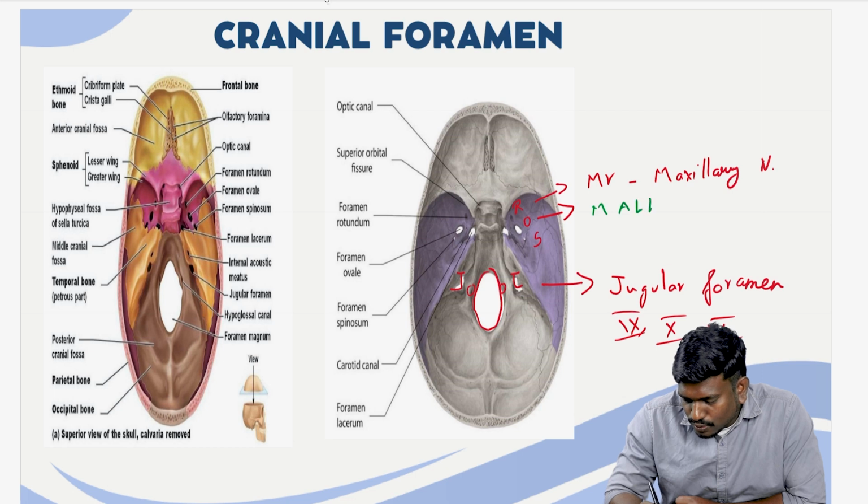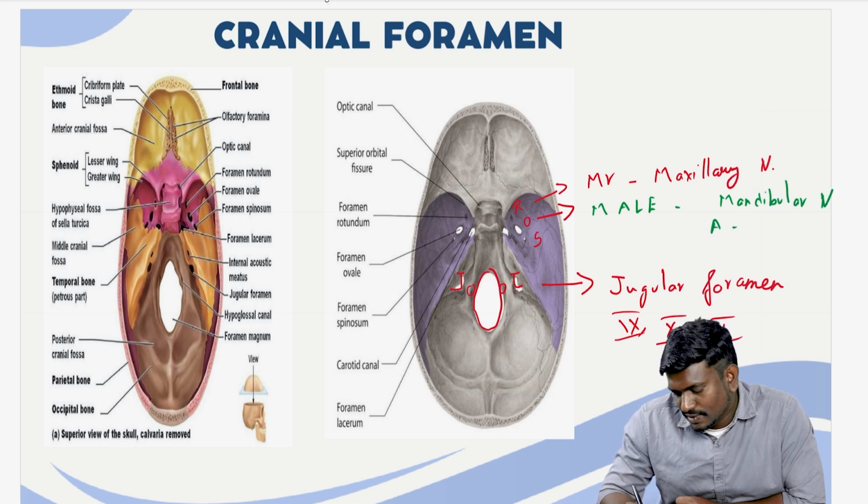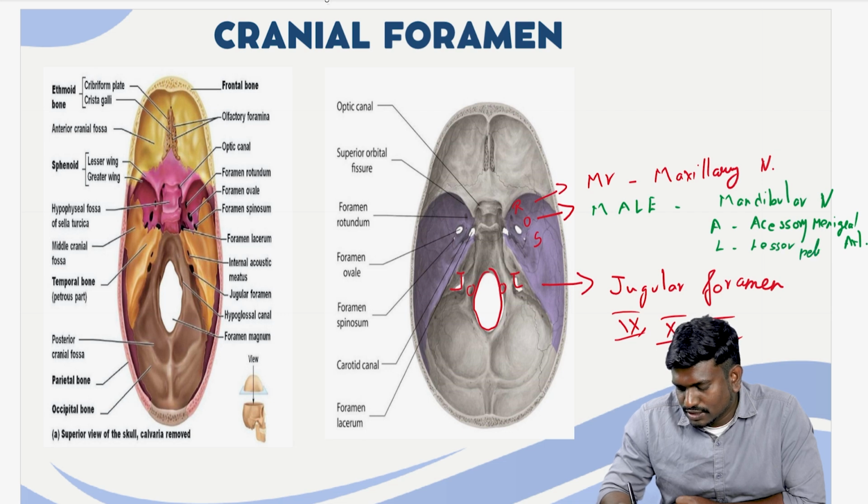M-A-L-E, male. What is M for, sir? M is for mandibular nerve. Next, A is for accessory meningeal artery. Next, L is for lesser petrosal nerve. And then E is for what? Emissary vein. E is for emissary vein.